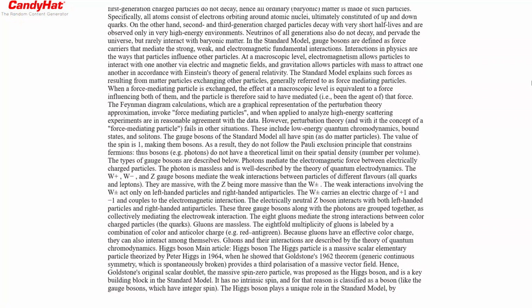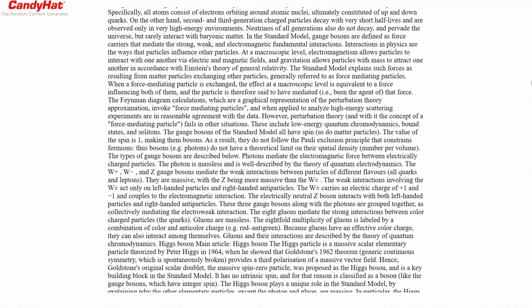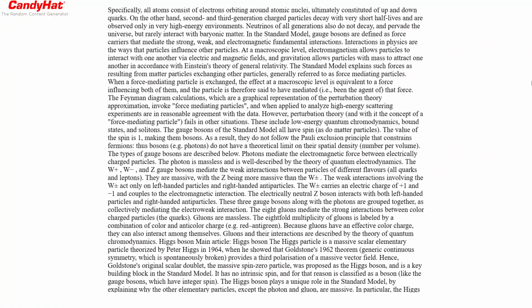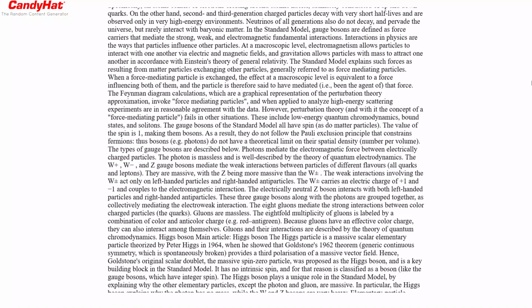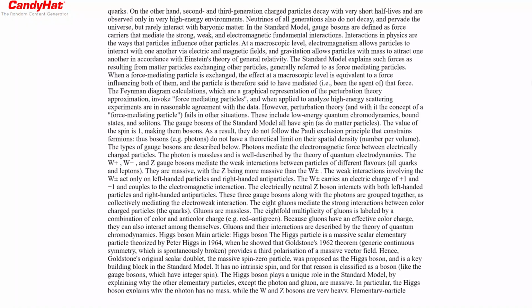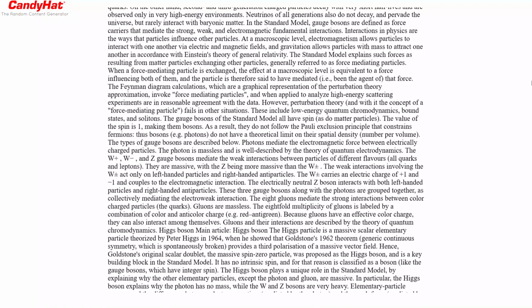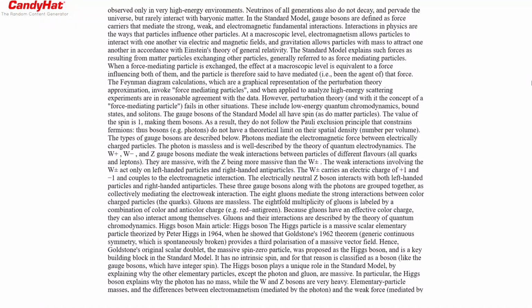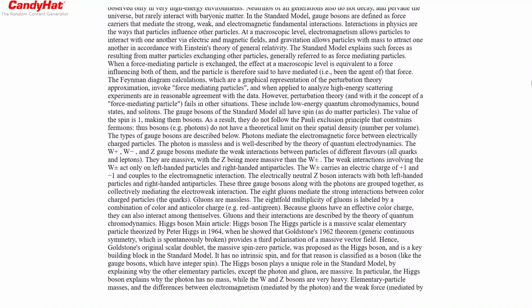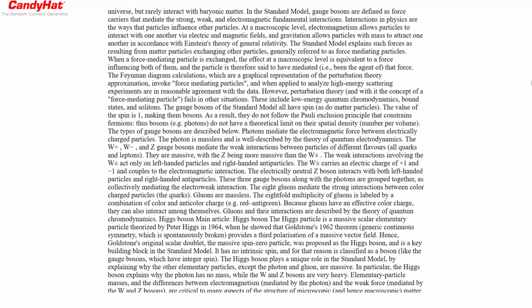The 8 gluons mediate the strong interactions between color-charged particles, the quarks. Gluons are massless. The 8-fold multiplicity of gluons is labeled by a combination of color and anti-color charge, e.g. red anti-green. Because gluons have an effective color charge, they can also interact among themselves. Gluons and their interactions are described by the theory of quantum chromodynamics.